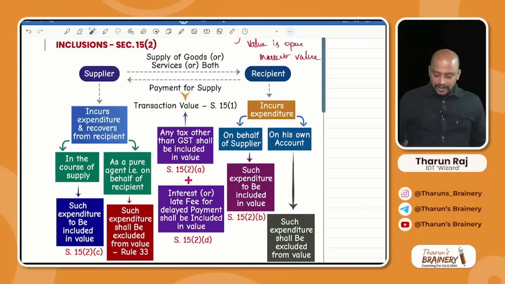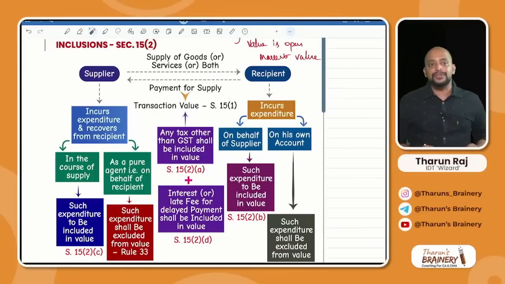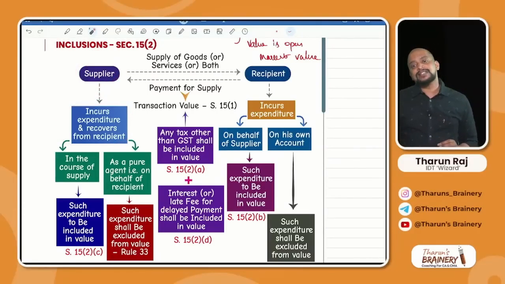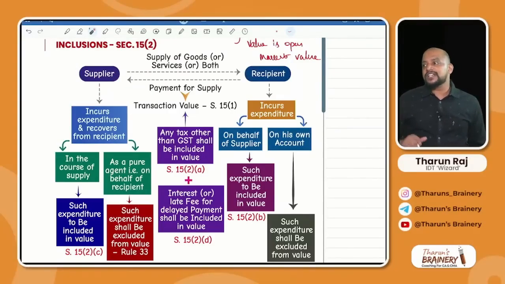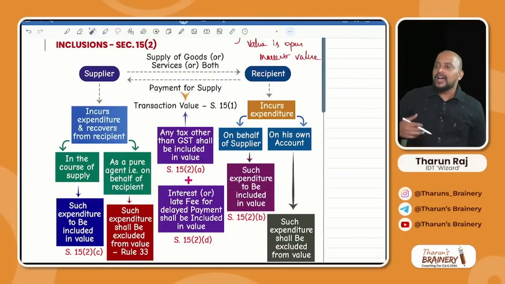Then next one. So 15.2a we discussed, 15.2b we discussed. Look into 15.2c. Supplier incurs some expenditure, then that expenditure is charged to the recipient. Will that expenditure be included in the value? Yes, of course. That expenditure will be included in the value. When should it be incurred? Anytime before delivery of goods or supply of services. For example, packing charges. Packing charges I will be spending and in turn recovering from you. Definitely it will be included.